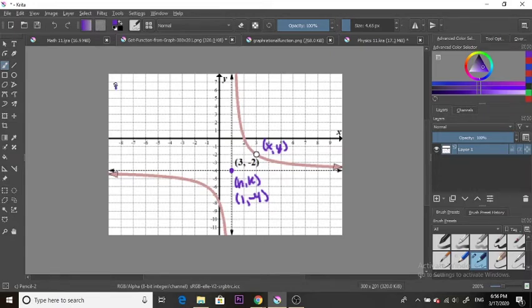Step 2 is you're going to plug everything in to your formula. We do not know what a is. Let's plug in our h, which is 1, and then our k, which is minus 4. Then we're going to plug in our point. So our y is negative 2, a over 3 minus 1 minus 4.